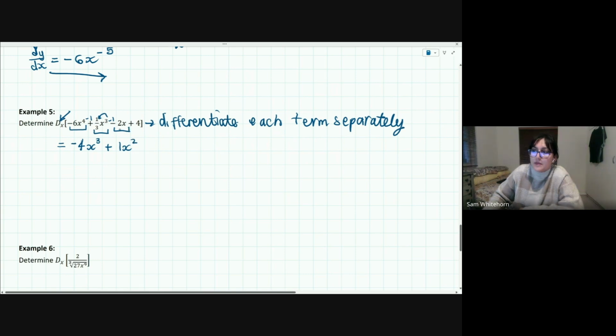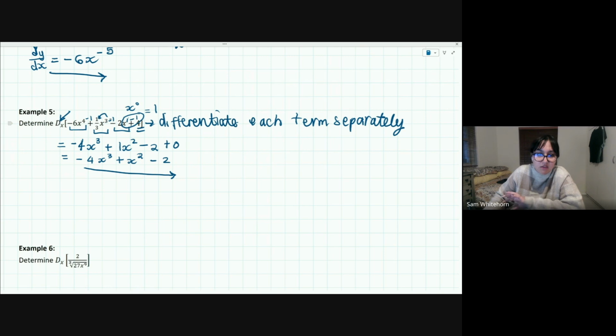Term 3. This exponent is 1, so 1 times negative 2 is negative 2. Subtract 1 from your exponent, you end up with x to the power 0. Now, x to the power 0 is 1. 2 times 1 is still 2. This last term is a constant. Remember, that becomes 0. So it actually just falls away. So your derivative here is minus 4x cubed plus x squared minus 2. That's it. So an expression that actually looks really gross, and if you had to try and do that with first principles, is much, much easier.